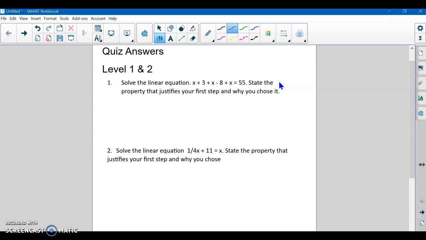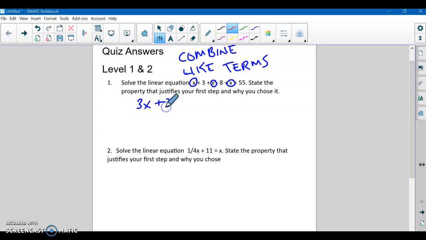So, the first thing we want to do is combine like terms. That means I want all my x's on one side and all of the numbers on the other. So, if we look at this, I've got 3x plus 3 minus 8 is equal to 55. If I keep combining terms, I've got 3x minus 5 is equal to 55. Now, if you made a mistake, this is most likely where it was. We got to be careful because this 5 is actually a negative.